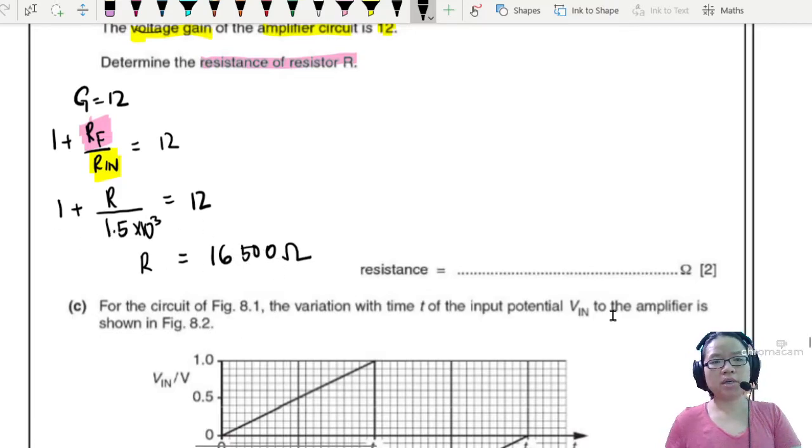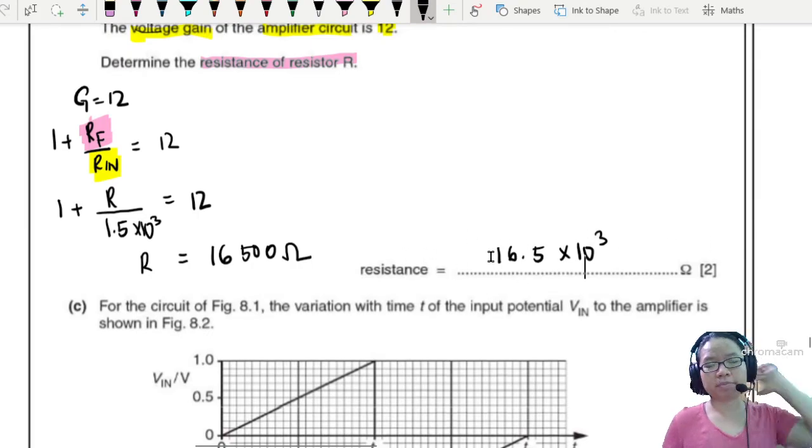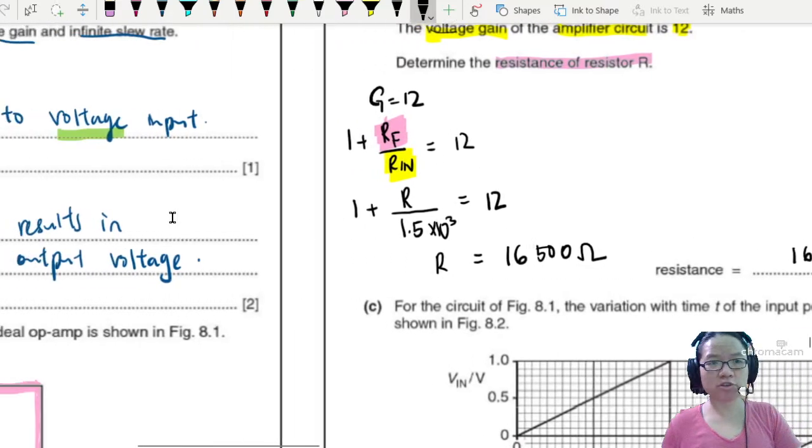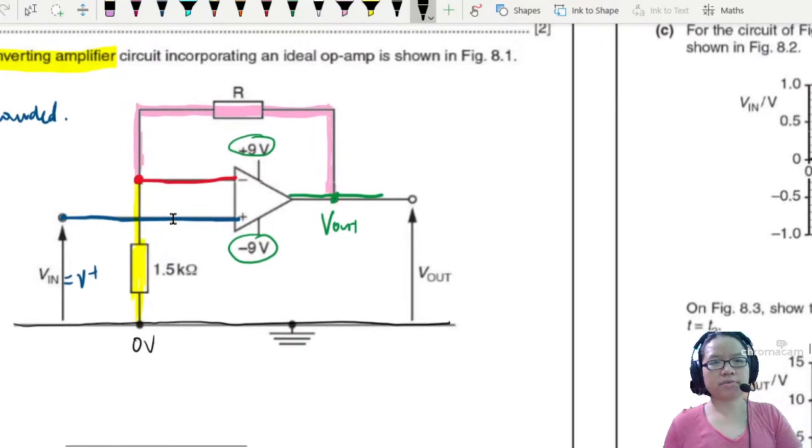16500. Okay, so because this one here is in ohms, I will put 16.5 kilo, so 16.5 times 10 to the power of 3. All right. Okay, so this is your resistance. But if, let's say, you say, Miss, I don't remember the equation, can I use potential dividers? Sure.